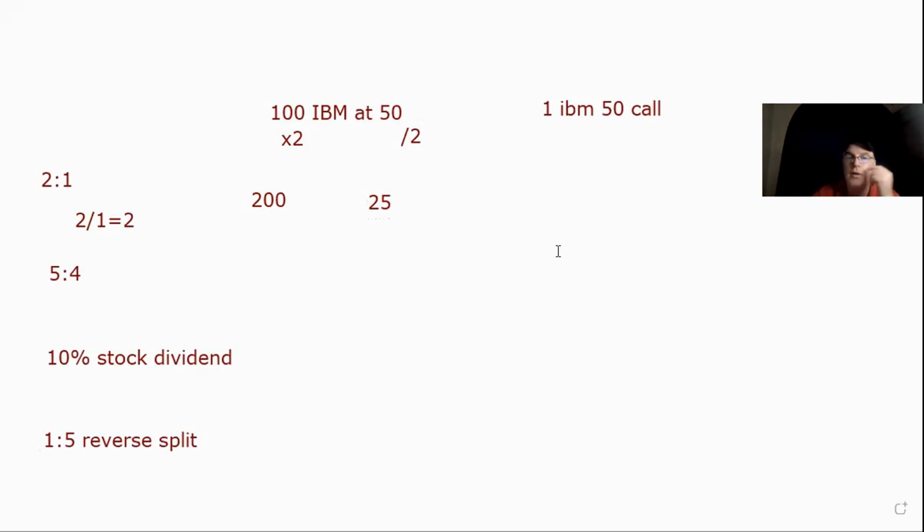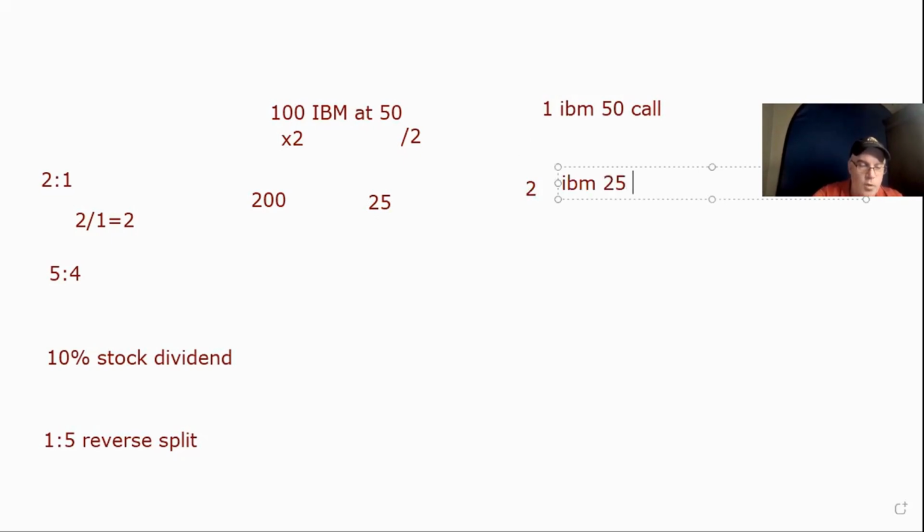So let's go over the call now. Since it's an even split, how do you know it's even? 2 to 1, 3 to 1, 4 to 1, 5 to 1, it's into 1. All those are even splits. That means we're going to get more contracts, but worth less. One contract, we know it's worth 100 shares. It's a 50 call. So we do the same thing, times 2, which means we're going to have 2 IBM 25 calls now. It works out to be the same.